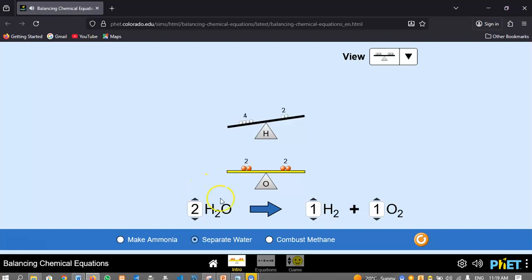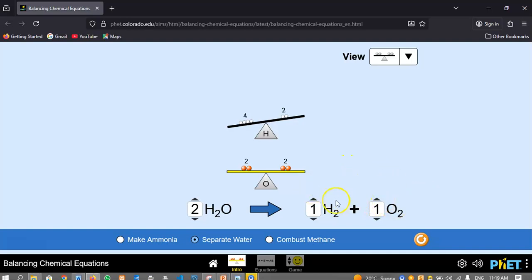When we increase the number of oxygen on the reactant side, the number of hydrogen fails to balance, meaning that we also have to balance the atoms of hydrogen using the product side.